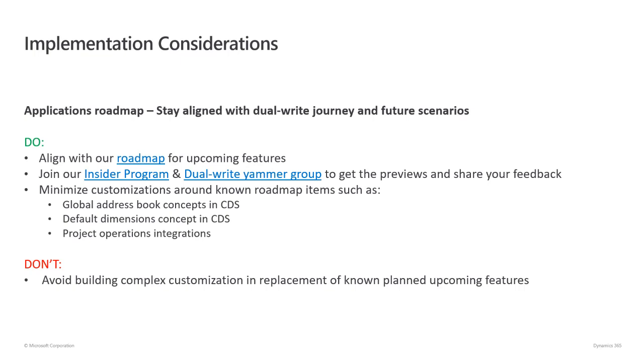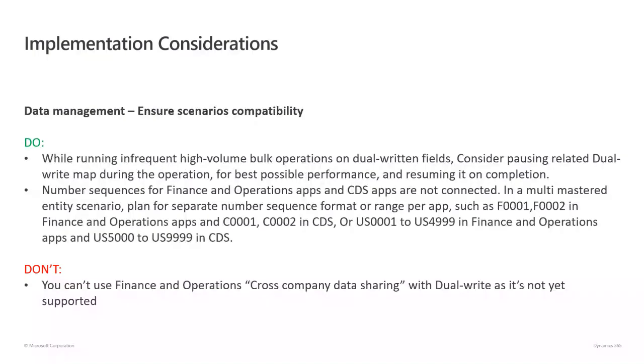In terms of data management, you want to make sure that you ensure scenario compatibility, because certain things are supported today and certain things are not. I think the first thing to consider is when you want to run a high volume bulk operation on dual written data. Say, for example, I'm dual writing my products, I have 1 million products in my product master, and I want to update the sales price once a month. If you want to get the best possible performance for that operation, consider pausing those related dual write maps during this bulk operation and then resume on completion for an asynchronous catch up.